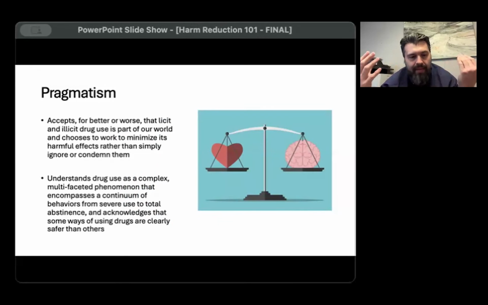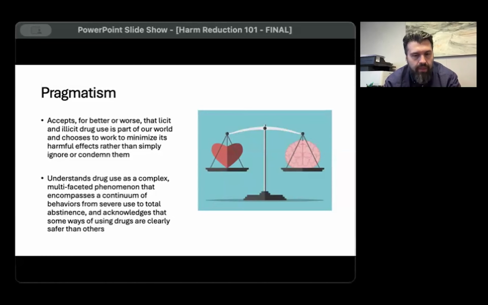In harm reduction, that means, for better or worse, substance use is part of our world, and we should focus on minimizing harm rather than ignoring it or condemning it. It also means that substance use is a continuum, and that there may be some ways of using substances that are safer than others, and acknowledging and understanding that as well.